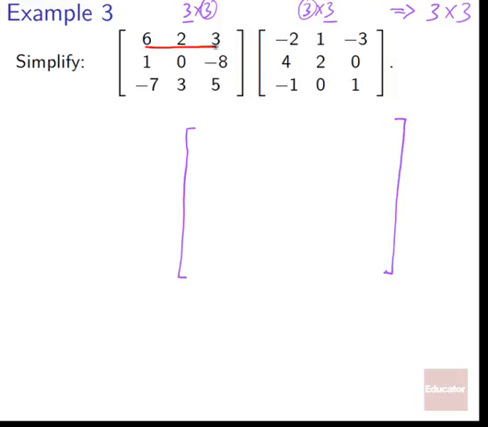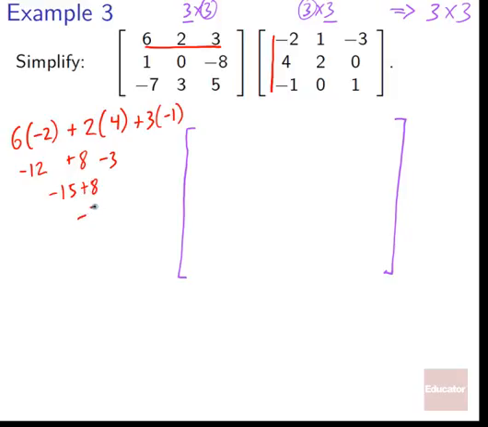So the first row times the first column, right? First row times the first column to get the number that's going to go in the first row, first column of our resultant product matrix. So 6, first entry of the first row, times the first entry of the first column, -2, added to 2, second entry of the first row, times the second entry of our first column, plus 3, the third entry of our first row, times the third entry of our first column. So we work that out. We get -12 plus 8 minus 3. We get -15 plus 8. So we get -7. So we have -7 for that first row, first column entry.